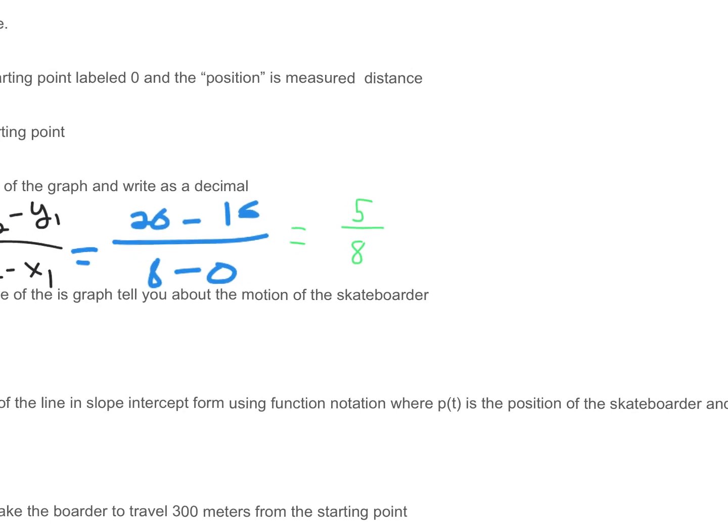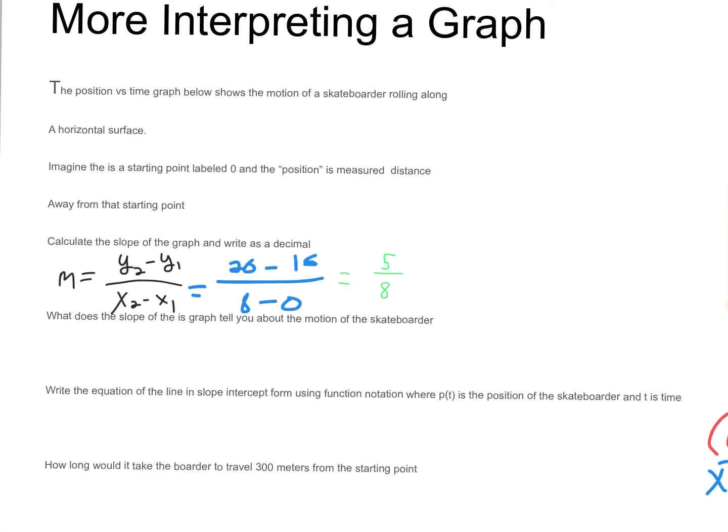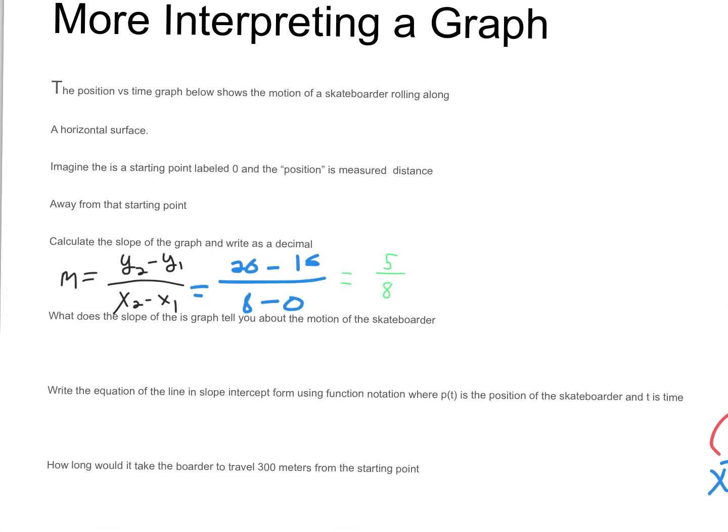Now what does that mean? I'll write it as a decimal. So 5 divided by 8 is going to be 0.625. Okay, so written as a decimal, there it is. Typically we'd leave it as a fraction, but all right.